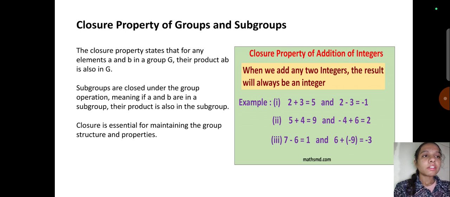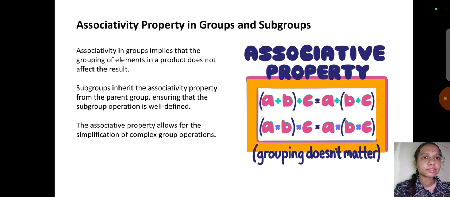Closure property of addition of integers. When we add any two integers, the result will always be an integer. For example, 2 plus 3 equals 5 and 2 minus 3 equals minus 1. 5 plus 4 equals 9 and minus 4 plus 6 equals 2. 7 minus 6 equals 1 and 6 plus (minus 9) equals minus 3. This is about the example when we add any two integers, and this is about the closure properties of groups and subgroups.